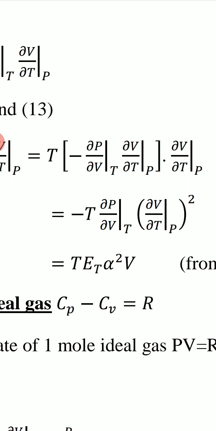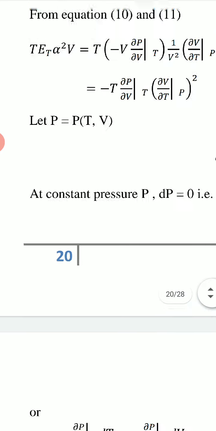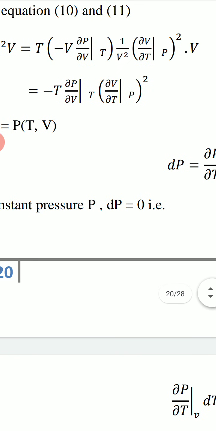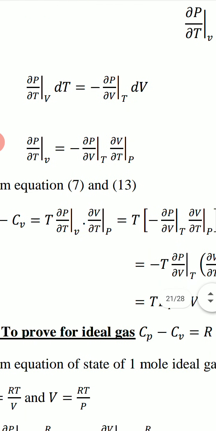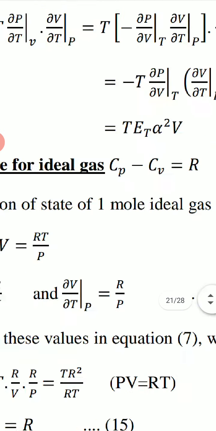It becomes equal to minus T (∂P/∂V) at constant T into (∂V/∂T) at constant P squared. And it is T E_T α² V, which we have proved here. T E_T α² V is also equal to this term. So Cp minus Cv is equal to T E_T α² V.